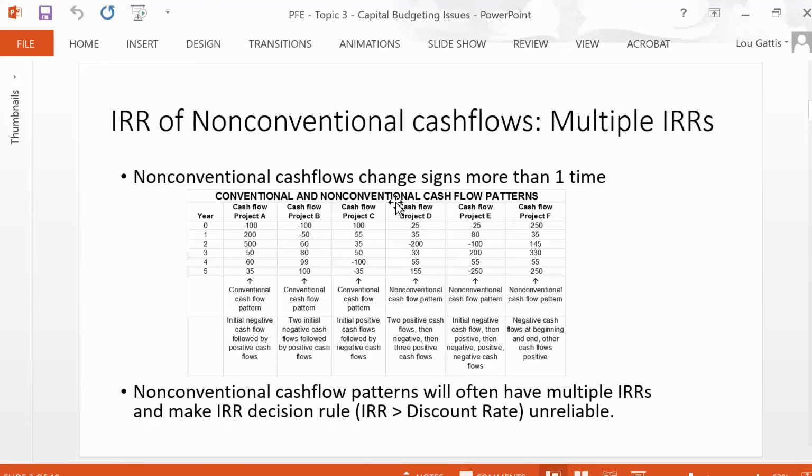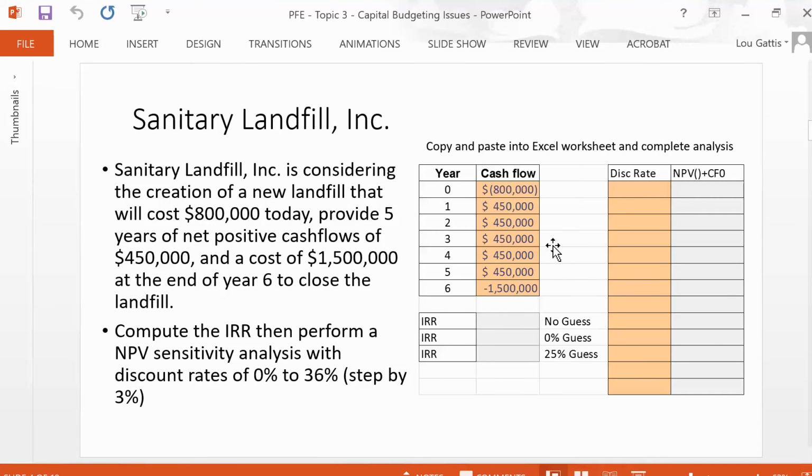The trouble you get is when you have some irregular cash flow patterns. Here's one in which the signs change more than once. You have an initial payment, a positive cash flow, it turns negative, then turns positive again. Whenever the cash flows change signs more than once, you're going to have more than one IRR. So let's take a look at this example.